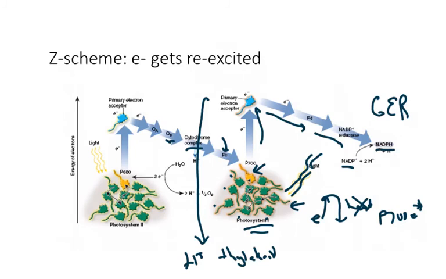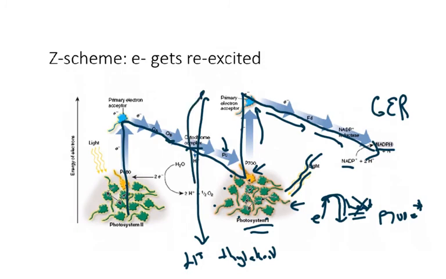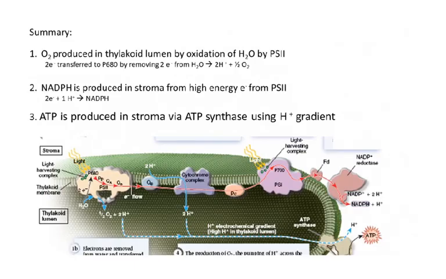This is called the Z scheme because first we excite the electron and then we pass it, and then we excite it again and we pass it. So we're able to use all of this energy. We're not losing very much of the energy at all as heat. We're always using that energy from the electron to do things like pump hydrogen into the cell and then eventually to reduce this molecule with that electron. Okay, and so here we're going to look at that whole process all summed up.